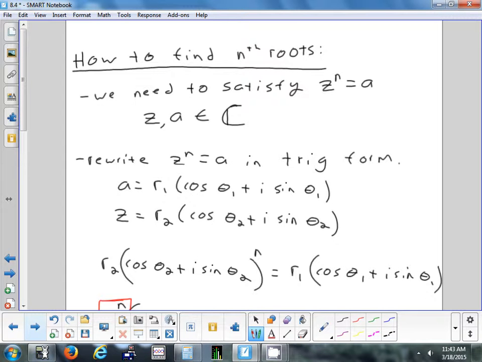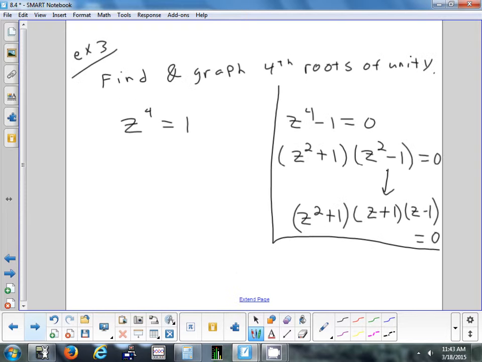Okay, so first thing is rewrite this equation in trig form. Well, z is your variable. We don't know what z is. When we write it in trig form, it'll have a radius and an angle, but we don't know what. So let's just call it r cosine theta plus i sine theta. And we're taking z and raising it to the fourth power. By writing it in trig form, we can use DeMoivre's theorem on the left-hand side.